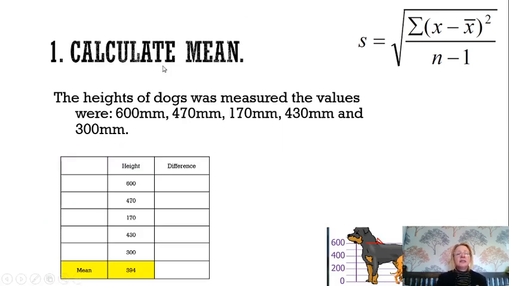So to calculate the mean, I'm just going to add up these individual measurements. And the example is height of dogs. So we've got lots of dogs and we've measured the height of those dogs. So for the mean, we're going to add them all together and then divide them by n, which in this case is the number of measurements. We've got 5 measurements there, so we're going to divide it by 5, and that gives you 394.